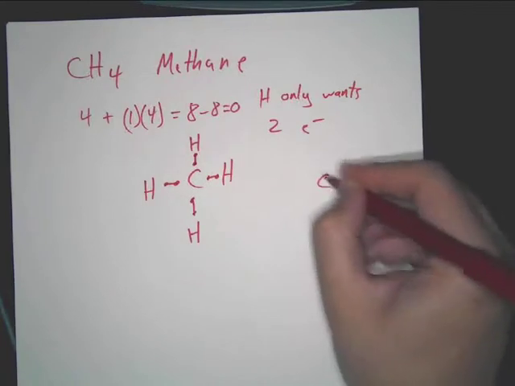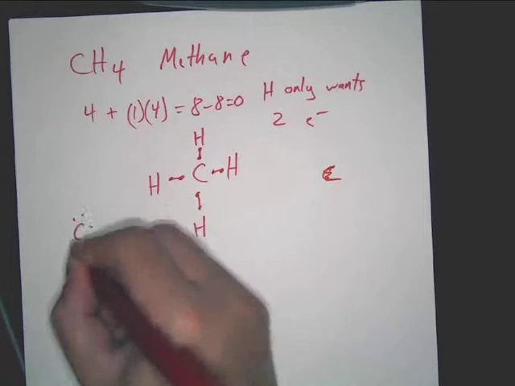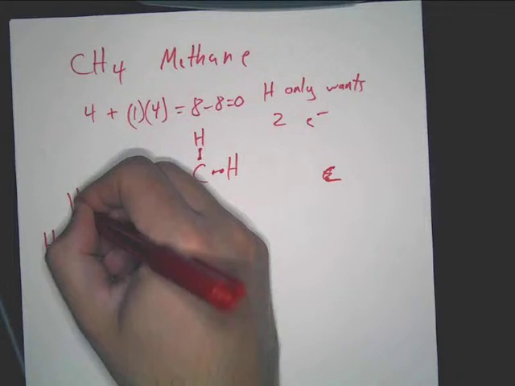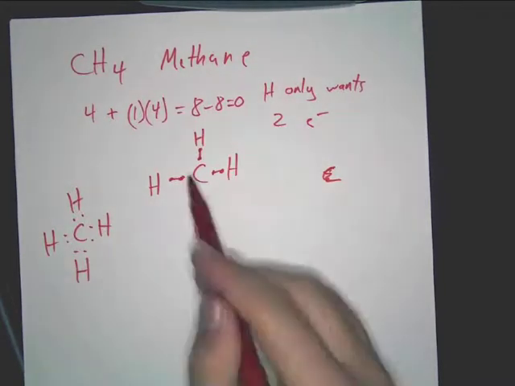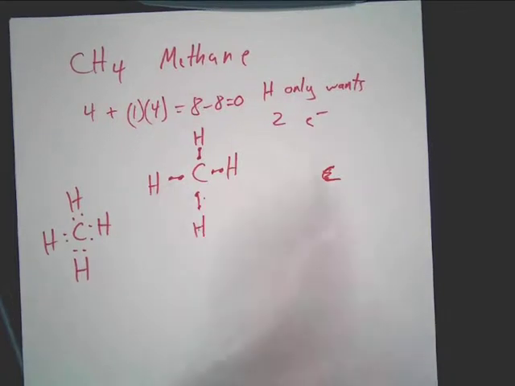If you want, until you get more comfortable with it, you can draw it like this to help you see that they're both shared. So carbon has 8 because all those count for carbon, and each individual H has 2 because that goes there, etc. So methane's really simple. You see how you don't really need to do a lot of figuring for this one. It just kind of works out immediately.